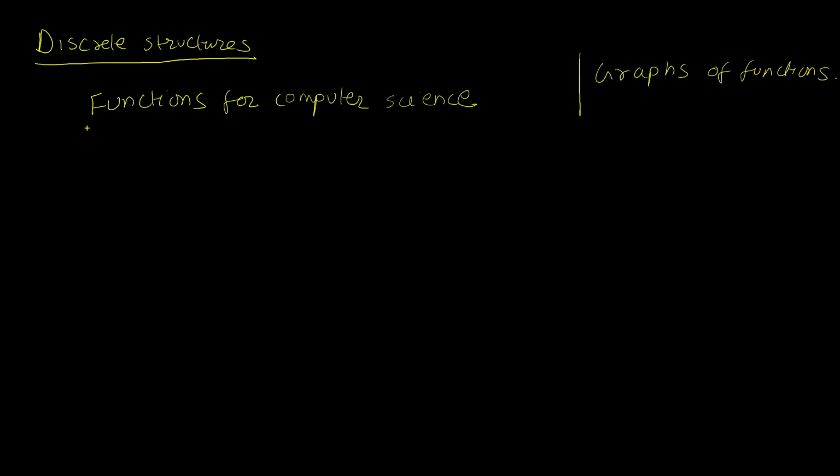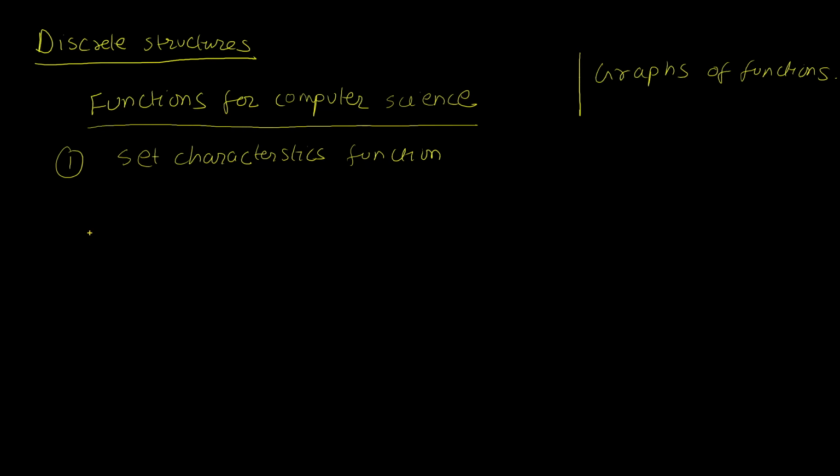So getting into the functions for computer science, as part of our course, we'll be looking into 4 specific functions. The first one is the set characteristic function. This is something we looked at in our last video, and it comes from the alternative notation for sets based on binary strings. To recall a little bit, let's say we have a universal set containing the numbers from 1 to 5, and I want to represent some set A that contains 2, 3.